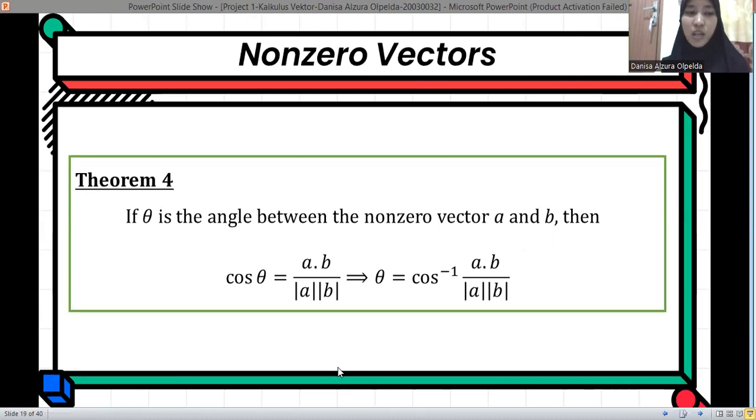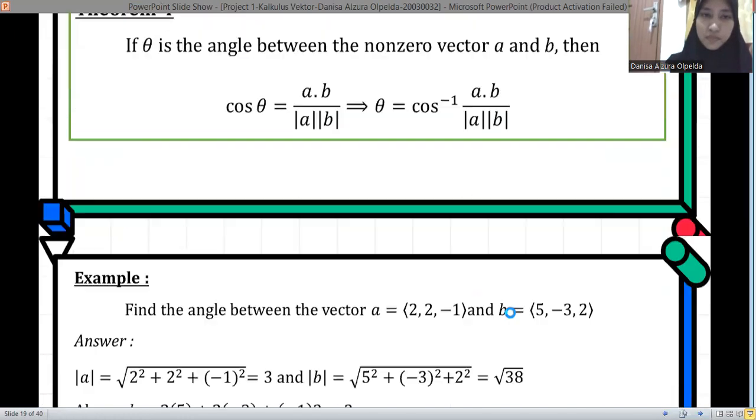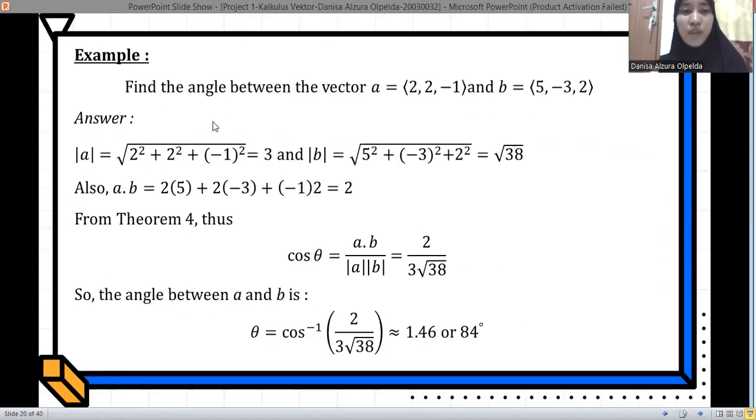Non-zero vectors. Theorem 4. If theta is the angle between the non-zero vectors A and B, then cos theta is equal to A dot B over |A| |B|, so we can have theta equal to cos inverse of A dot B over |A| |B|. Example: find the angle between the vectors A, which is 2, 2, minus 1, and B, which is 5, minus 3, 2.